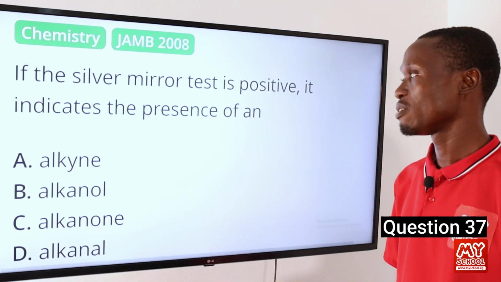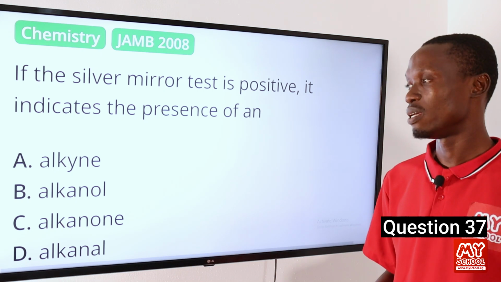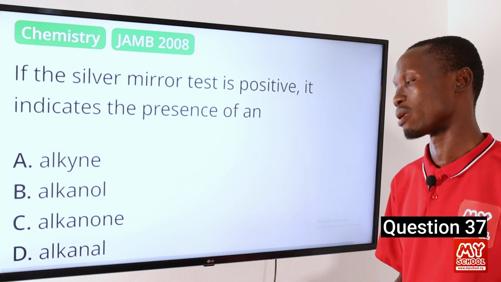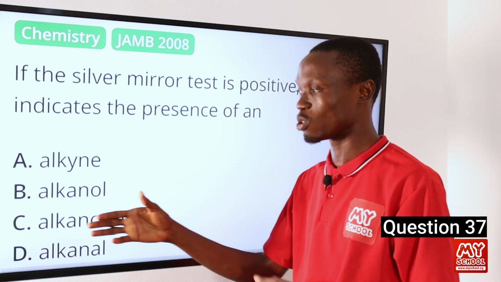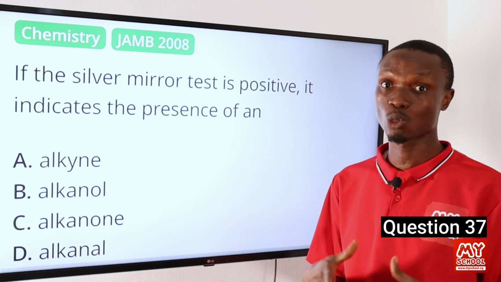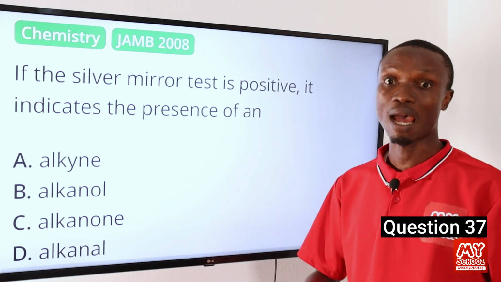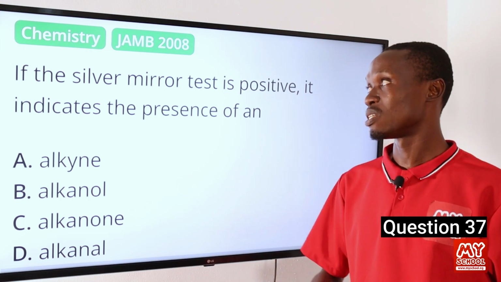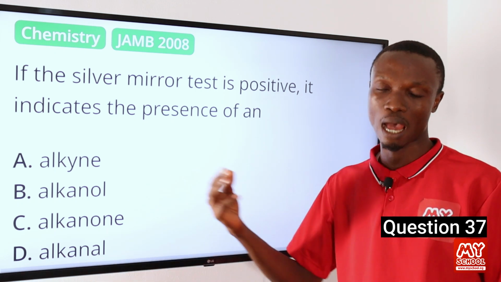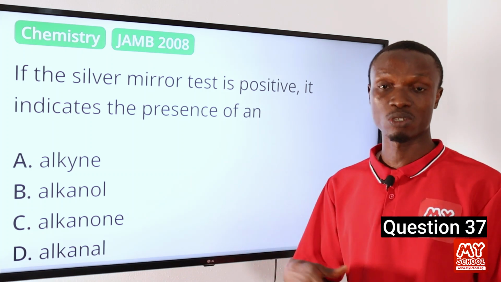Question 37. If the silver mirror test is positive, it indicates the presence of an A, alkyne, B, alkanol, C, alkanone, and D, alkanal. So the answer to this question is between option C and option D. The silver mirror test is also known as Tollens' reagent, and the Tollens' reagent is used to distinguish between alkanone and alkanal. So if the silver mirror test is positive, it simply indicates the presence of an alkanal. An alkanal is a reducing agent, while the Tollens' reagent is an oxidizing agent.